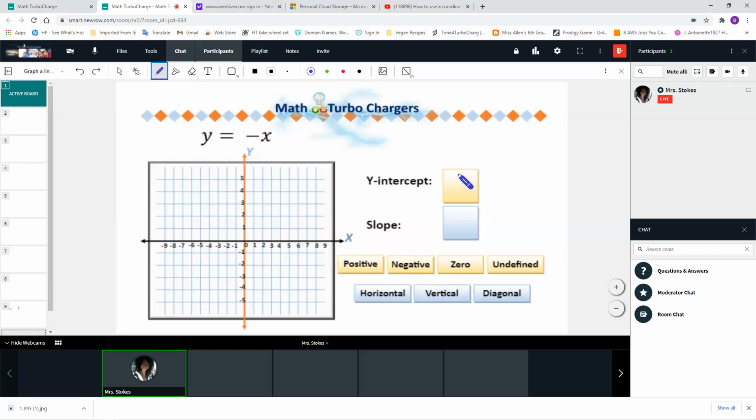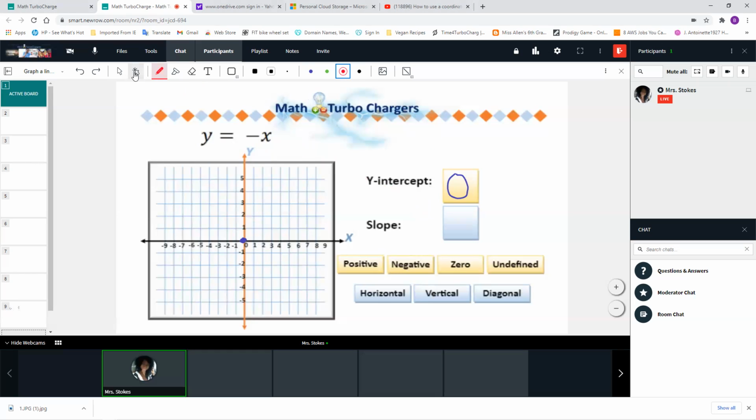Now, the reason why I have this as your first question is because I cannot graph a line without an intercept. So I need to go to 0 and put my first point. From here, I can use my slope, or my GPS, to graph several more points to create this line. So now let's find our slope.